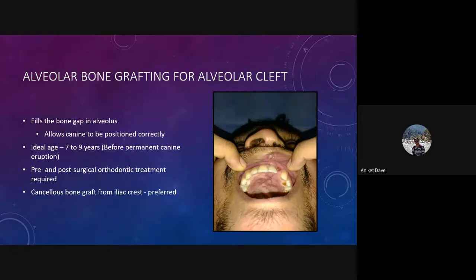For example, around the age of 11 years, the permanent canine will erupt. But if they have a cleft in the region of the alveolus, this needs to be filled prior to that. So ideally, between 7 to 9 years of age, we perform a bone grafting for the alveolar cleft. We do need the support and help from orthodontists for the pre and post surgical management in these patients.